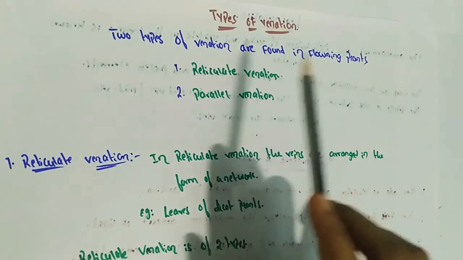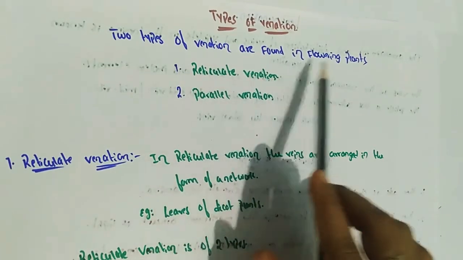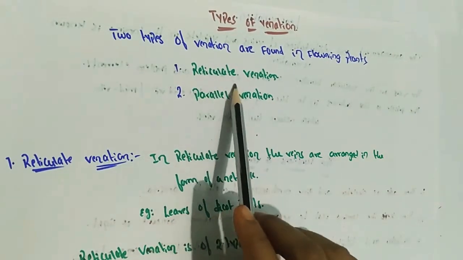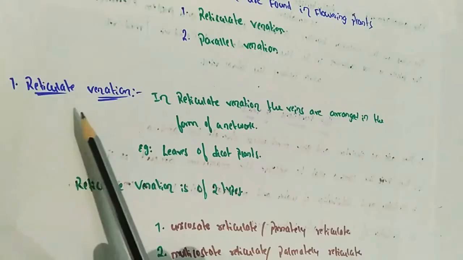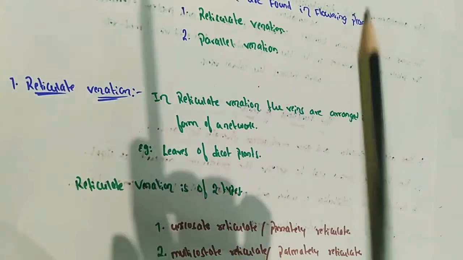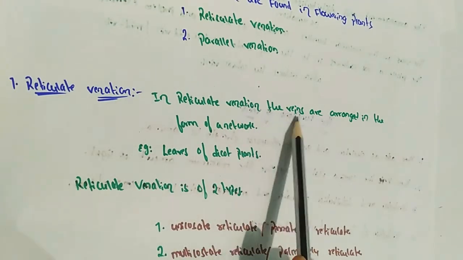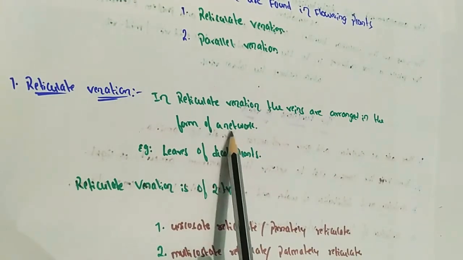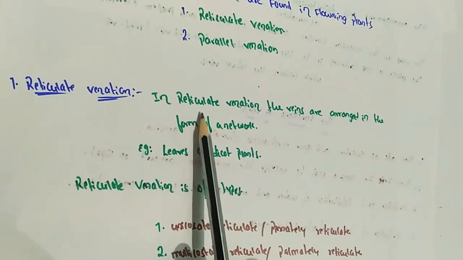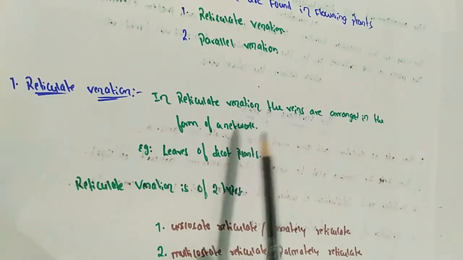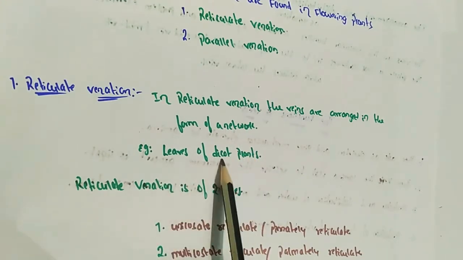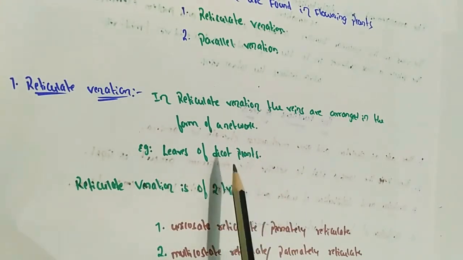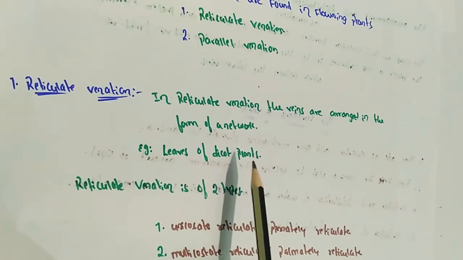Types of venation. There are two types of venation found in flowering plants. First type, reticulate venation. Second type, parallel venation. In reticulate venation, the veins are arranged in the form of a network. Reticulate means network. Example, leaves of dicot plants. In most dicot plants, the veins are arranged in a network.